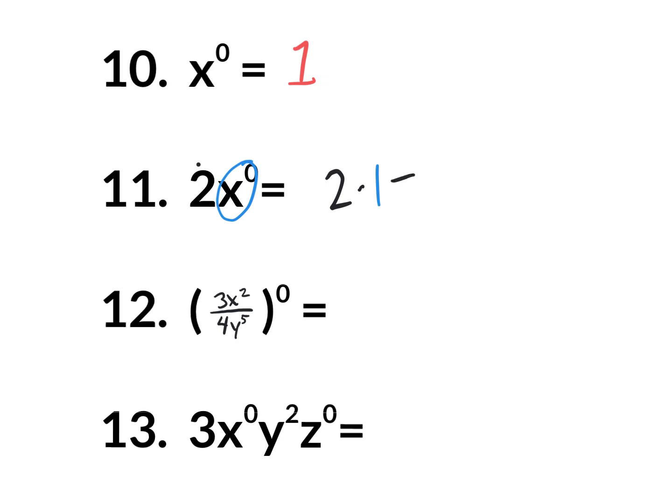So it's really 2 times 1. So your final answer there is 2. So number 11 here, 2x to the 0, the answer is 2. 5x to the 0, the answer would be 5. 7x to the 0, the answer would be 7. I hope we see that.